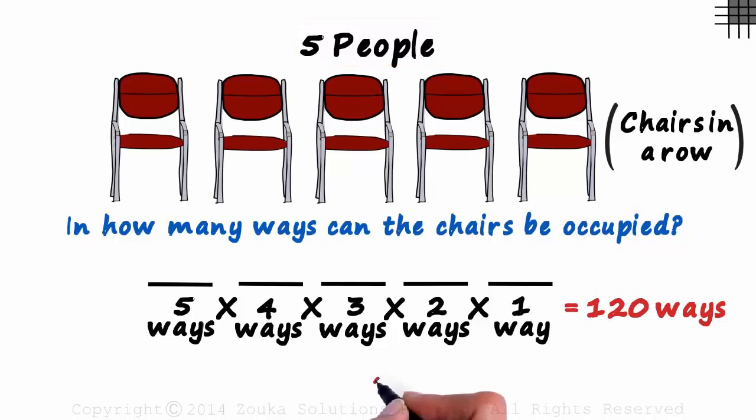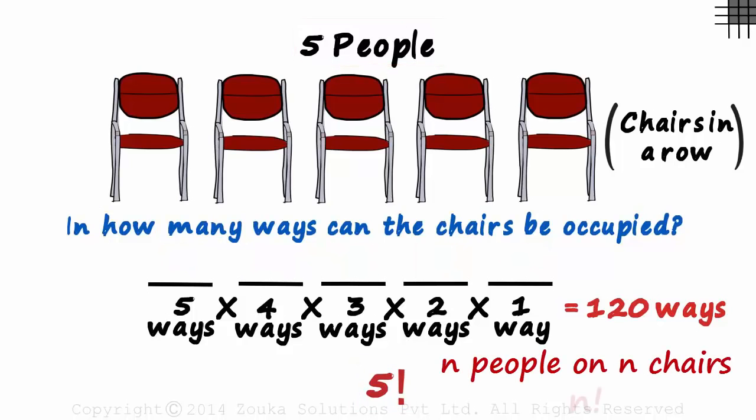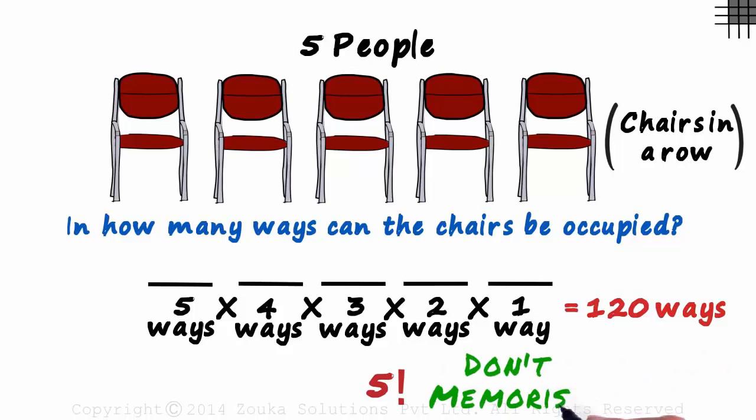This is also equal to 5 factorial. Now books would ask you to memorize this: arranging 5 people on 5 chairs as 5 factorial, or n people on n chairs as n factorial. But don't memorize this. You have to understand how we arrived at 5 factorial. After watching this video, I am sure you've understood why. But if this video was a little too fast for you, please go through it again as many questions are built around this concept.